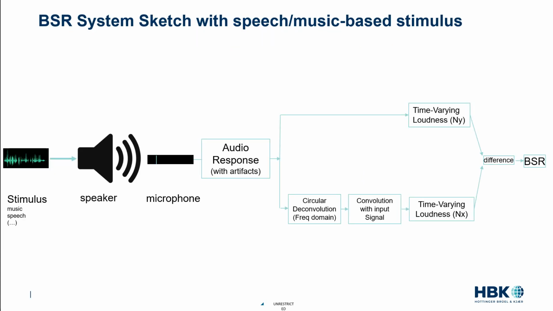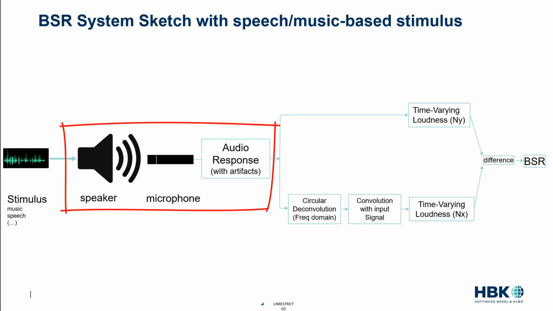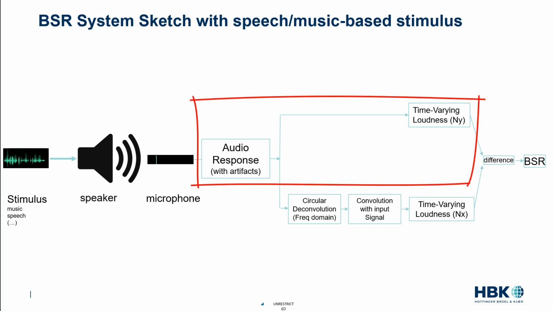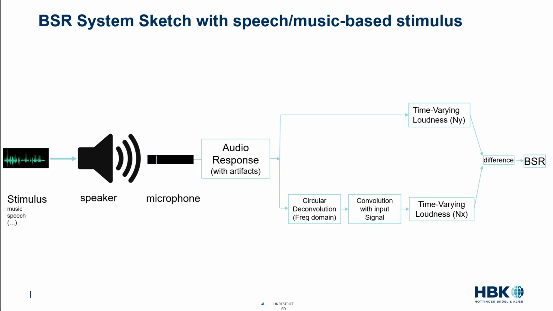Here's the block diagram of the metric calculation. In previous presentations we used log sweep as a stimulus, while now it is possible to just use music or even speech. We still use one microphone to measure the device response, including all kinds of potential artifacts. The top branch of this block diagram shows that we will feed the full response with artifacts in a time-varying loudness analyzer that will be represented by an NY curve.